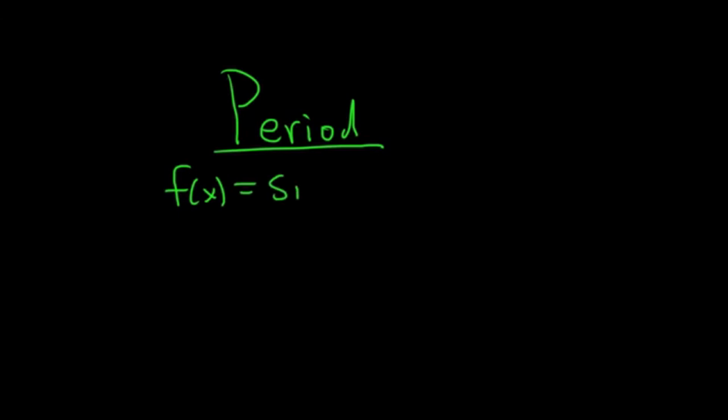Let's talk about the periods of sine and cosine. We know that both sine and cosine have period 2 pi. Here we're going to look at two special cases: sine bx and cosine bx. So two functions, I call them both f of x.